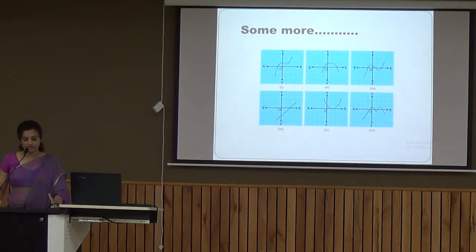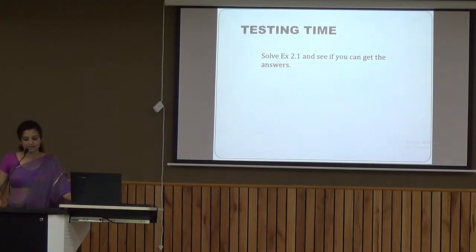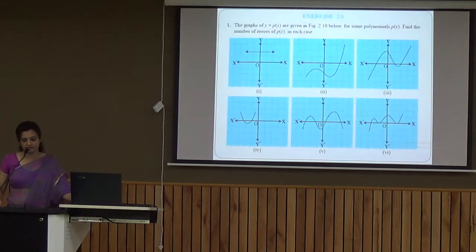The fourth part, the line is intersecting the x-axis only at 1 point, and the other point is on the y-axis. So please do not get confused with that. The fifth part, yes, 1 point, and the sixth part, 1, 2, 3, 4. Look at the curves like this. It is 4 points. Testing time. Solve exercise 2.1 and see if you can get the answers.